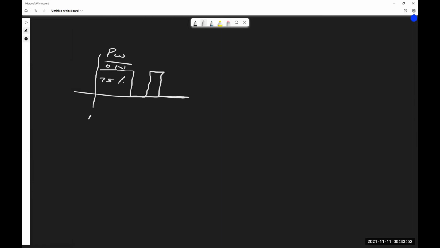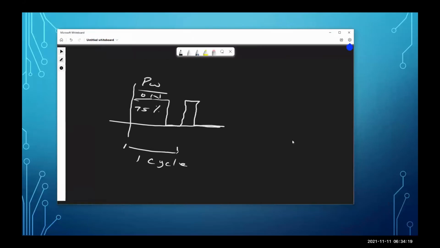Now the cycle is from the beginning of the on time to the beginning of the next on time. So this is one cycle, right? One cycle, right? Now the calculations, the question is, you know, a couple of things here. What do you know? You know the 40 millisecond is your cycle, 75% is your duty cycle, right? Which is the pulse width. So you are going to find the pulse width, right?